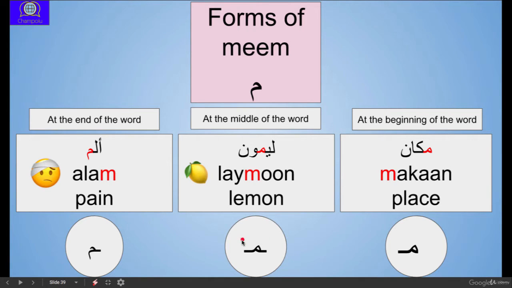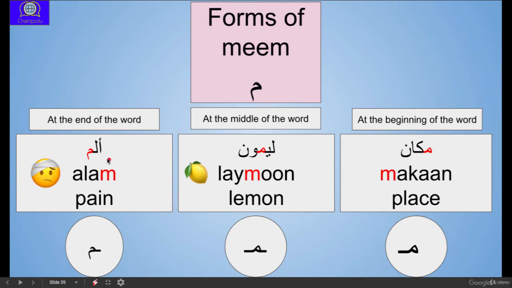Yes, it is Ain. So I encourage you to look into Ain and into Mim, into the medial form, and see the difference between them. Let's take a word like makan, which means place in Arabic. You'll find that the letter Mim comes in the beginning of this word, so it takes the initial form. While for a word like laymoon, or lemon, you'll find that the letter Mim comes in the middle, so it takes the medial form.